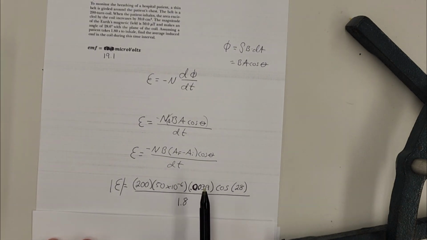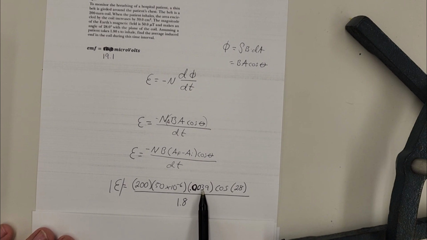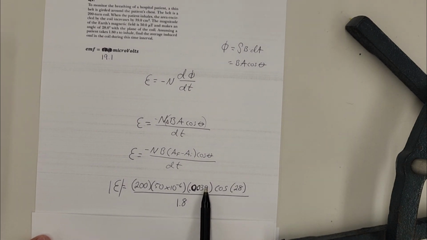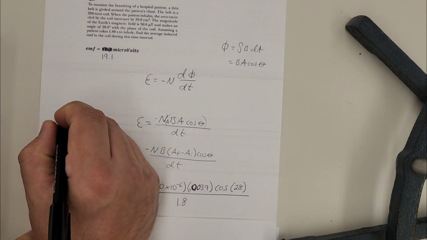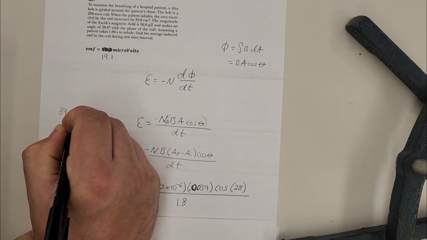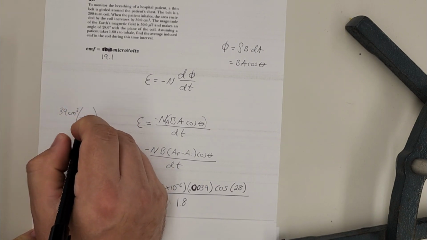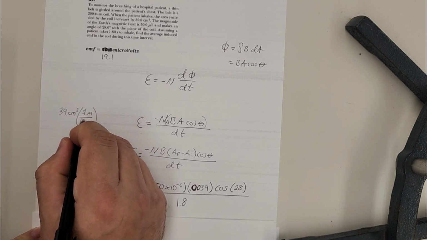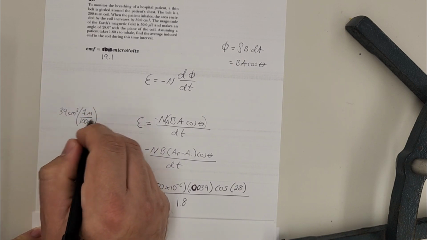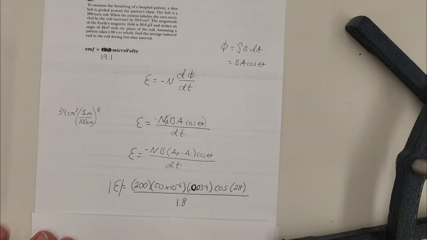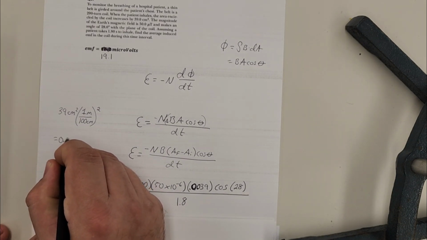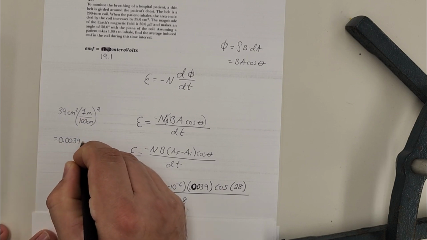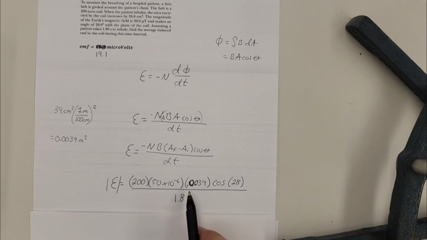The area is a bit more tricky. You have 39 square centimeters. Centimeters does not work in our standard SI units, so we need to convert it to meters. I know that 1 meter is 100 centimeters. To get that squared, I need to square the whole thing. So 39 square centimeters is equal to 0.0039 square meters.